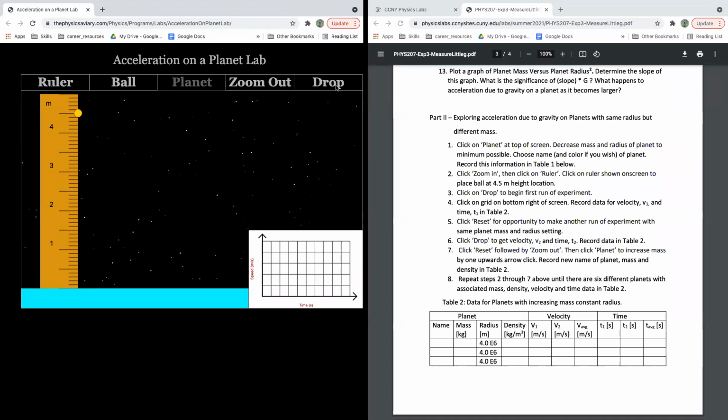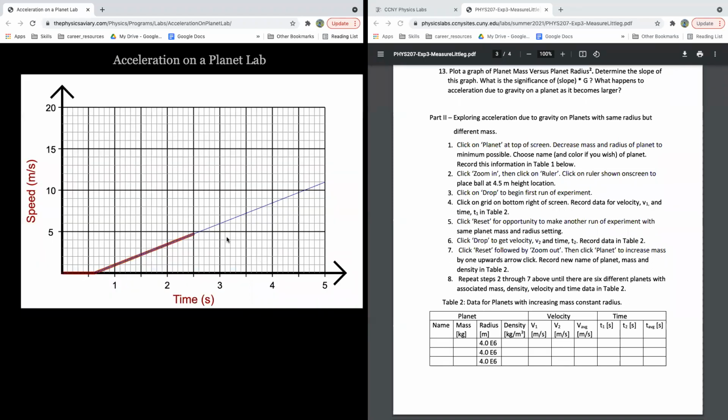So click draw to begin the first round of the experiment. Drop the ball to start dropping, and then click the grid on the bottom of the red screen. Record data for V1 and V2. Now if we click this grid, we can read from the graph: V1 is 0, V2 is 1, 2, 3, 4, 4.8, I guess 4.8 meters per second. And then we record all the data: V1, V2, V average, and T1.